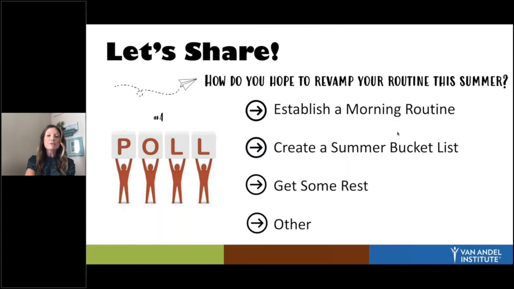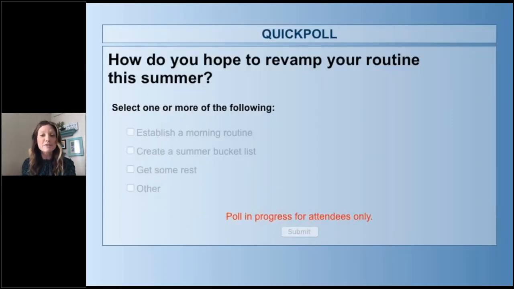So how do you hope to revamp your routine this summer? Do you want to establish a morning routine to help slow things down a bit? Do you want to create a summer bucket list and start tackling those things and doing those things, whether with friends or with your family? Are you going to work towards getting some more rest, taking naps? I just read a really great article recently about the power of napping, and it's actually on your document that we will get to you. But I was very surprised at the health benefits of even taking a 15-minute nap. Or is there something else that you hope to do this summer to revamp your summer routine? We'd love to hear you share that out as well. So go ahead and make your choices there.